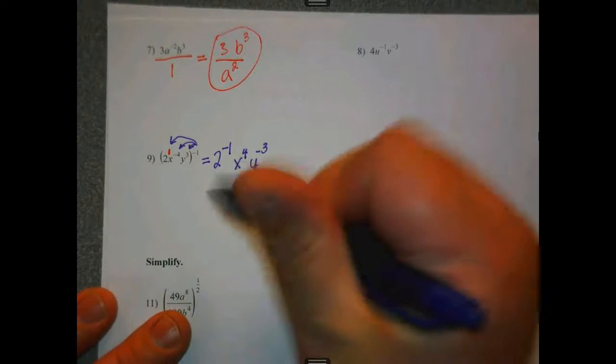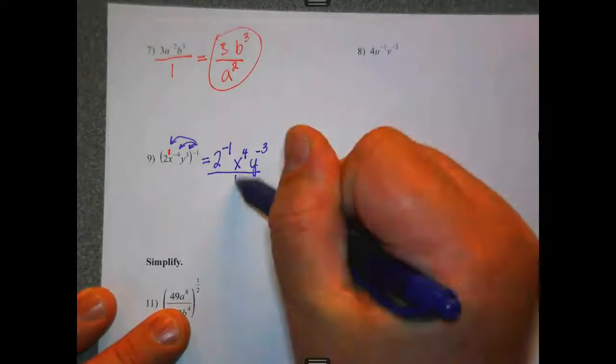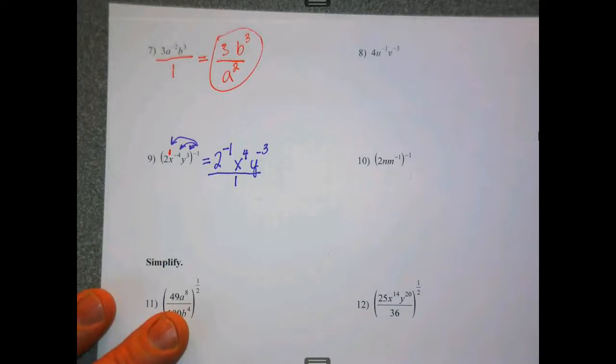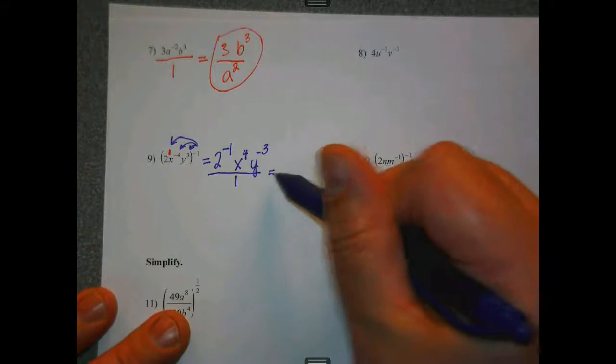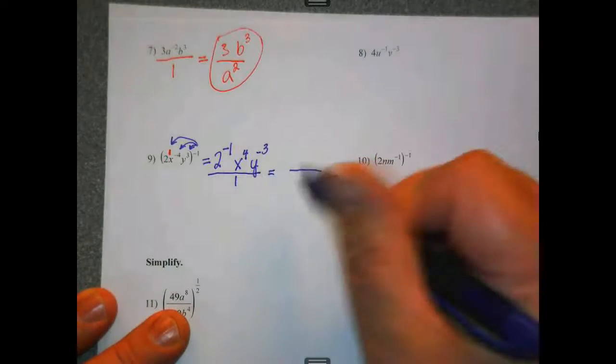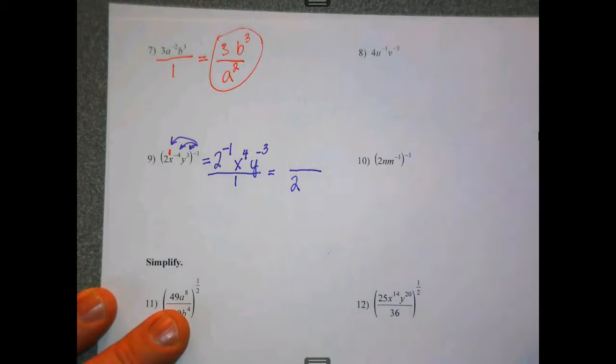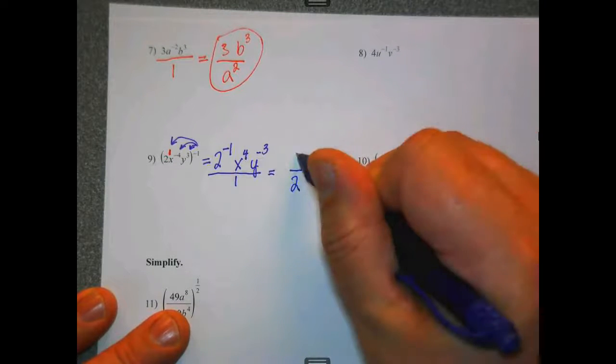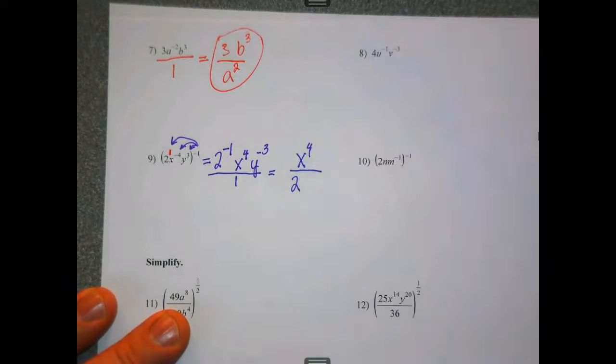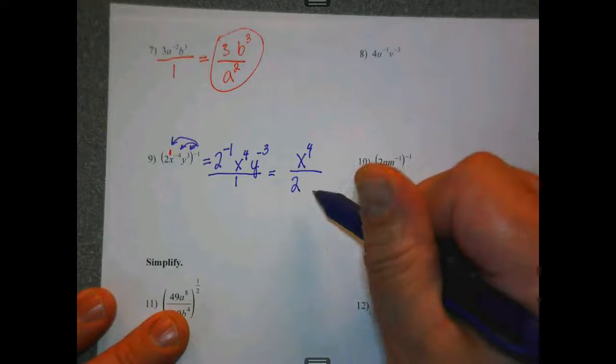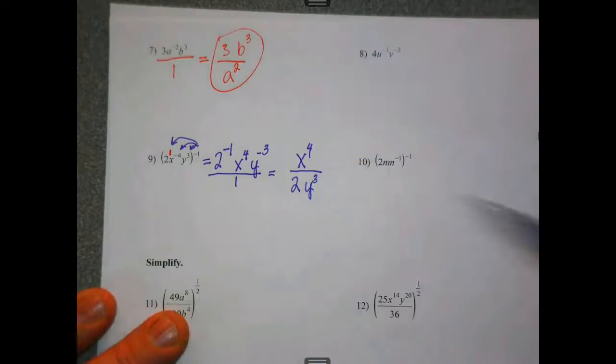I have negative exponents to deal with. So 1 over, I put 2 to the first on the bottom. x to the 4th stays where it's at. And y cubed goes to the bottom.